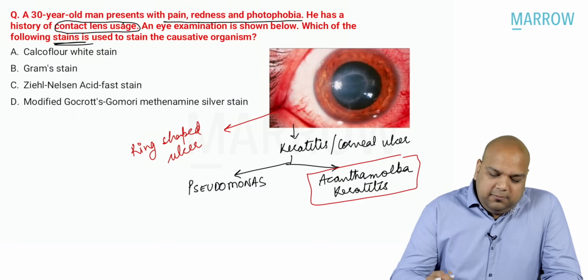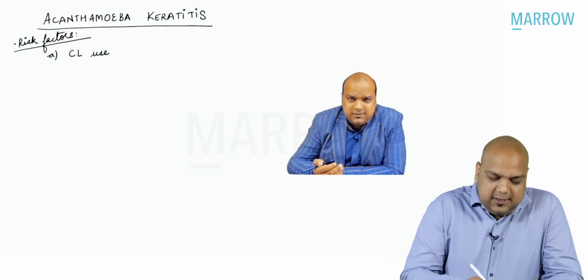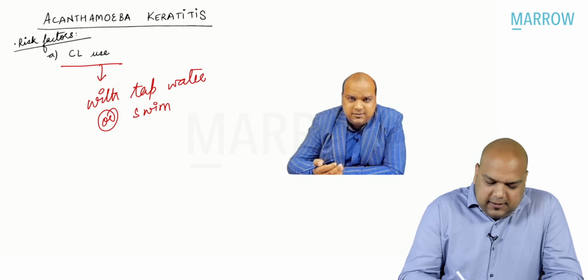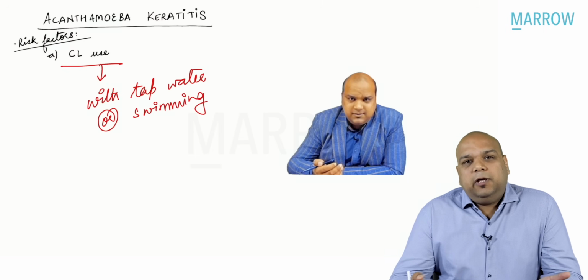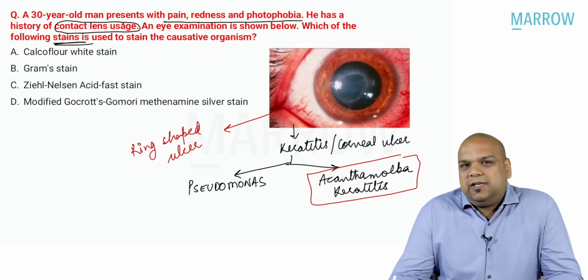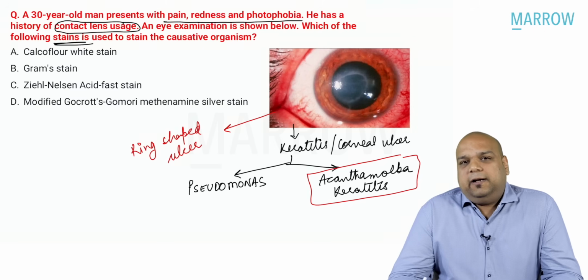Yes. If not, then please remember that Acanthamoeba keratitis, the most common risk factor is contact lens use. Contact lens use with tap water or with swimming. Yes. But sir, tap water and swimming have not been mentioned in the question. I know they have not been mentioned in the question, but the image is showing ring-shaped infiltrates, ring-shaped ulcer. So I think it is pretty clear that the examiner is trying to ask you Acanthamoeba keratitis.